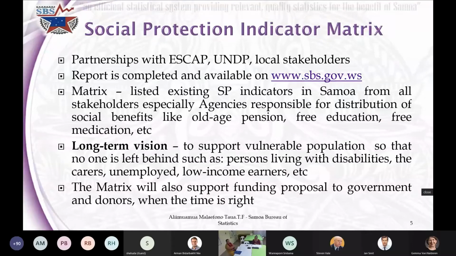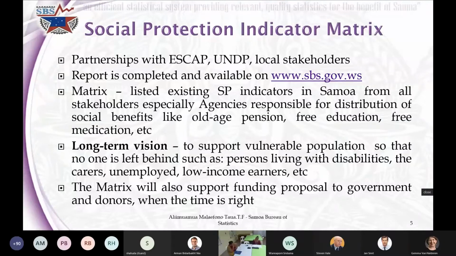So actually, before we worked on this, these indicators were fragmented. The agencies responsible for those benefits kept to their own data set. But when we worked on this project, we finally realized that there are so many out there that we were not aware of. So it was a very good opportunity for us to bring together this very important information, and the long-term vision. I think this vision is not just for Samoa, but a global vision. It is to support our wonderful population so that no one is left behind, and many people are living with disabilities, because right now in Samoa they don't have any benefits, and also the carers, they are not entitled to any benefits at all.